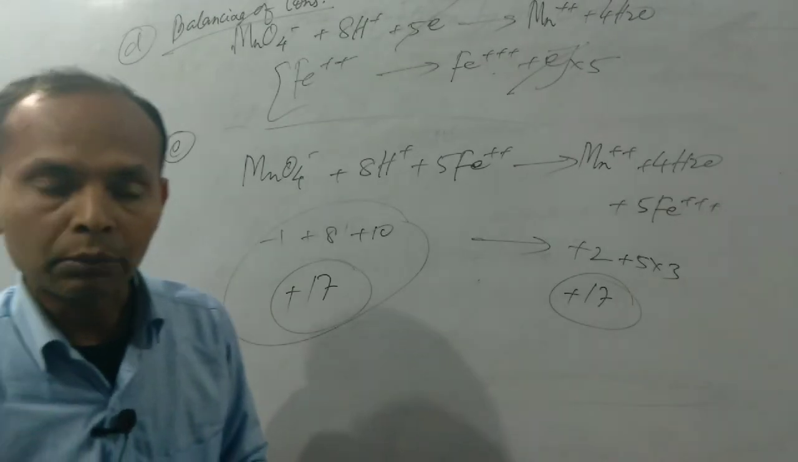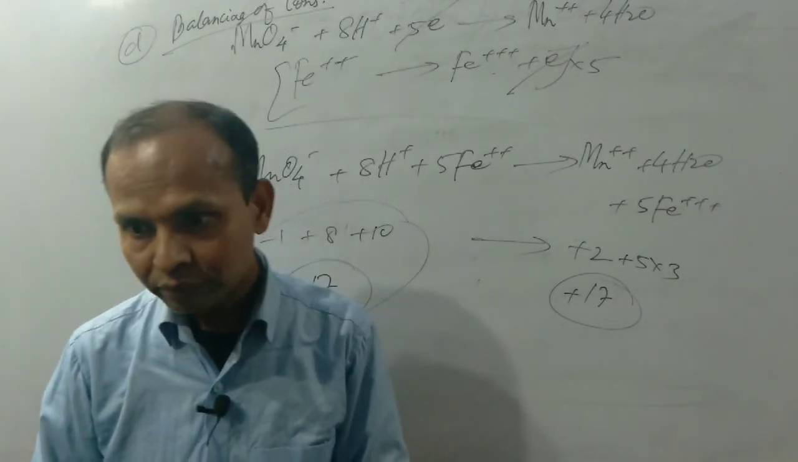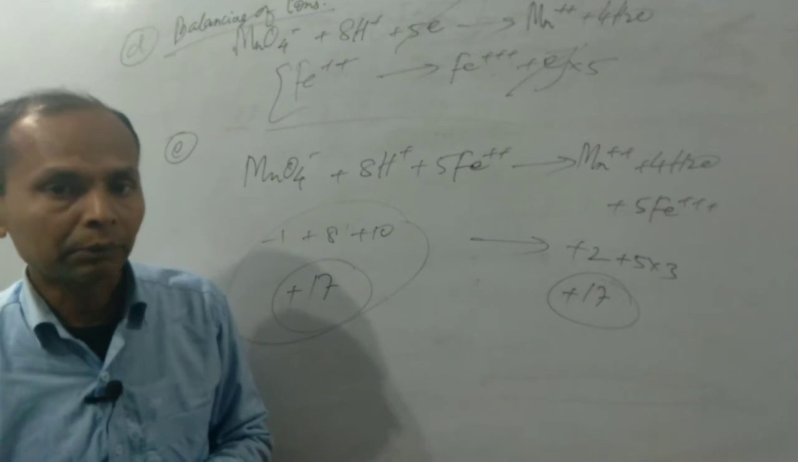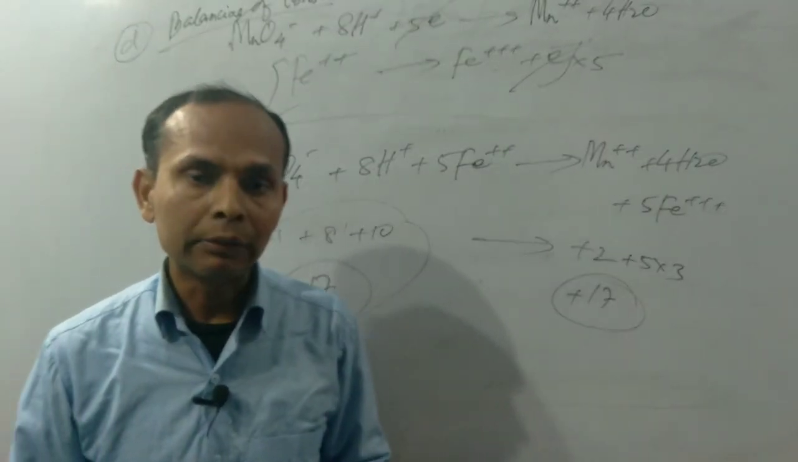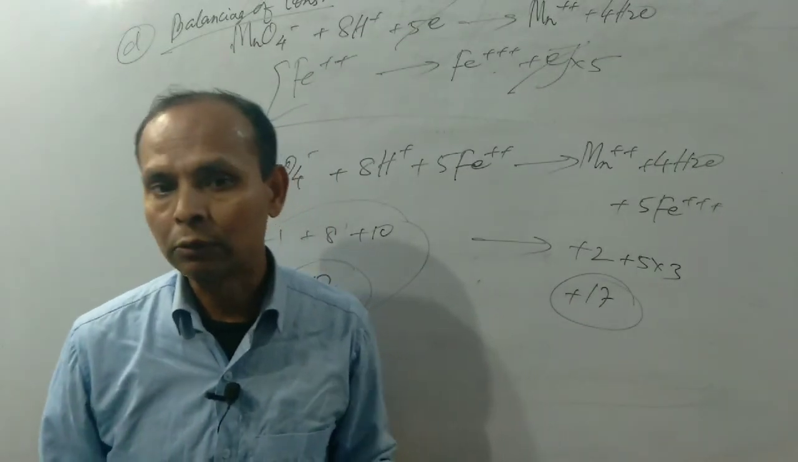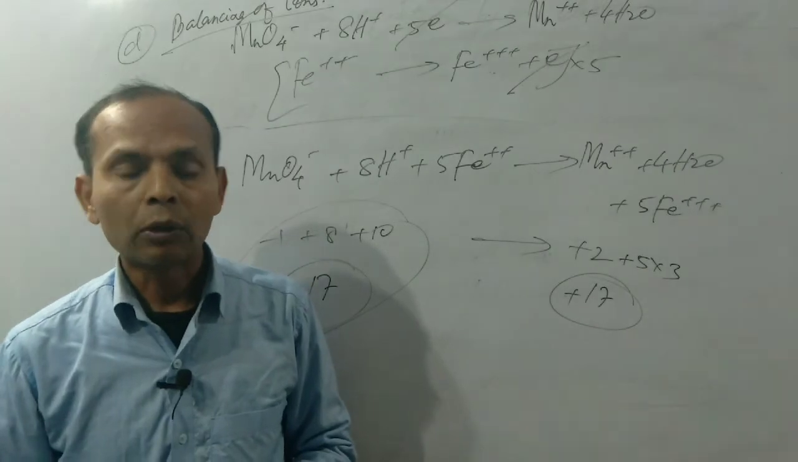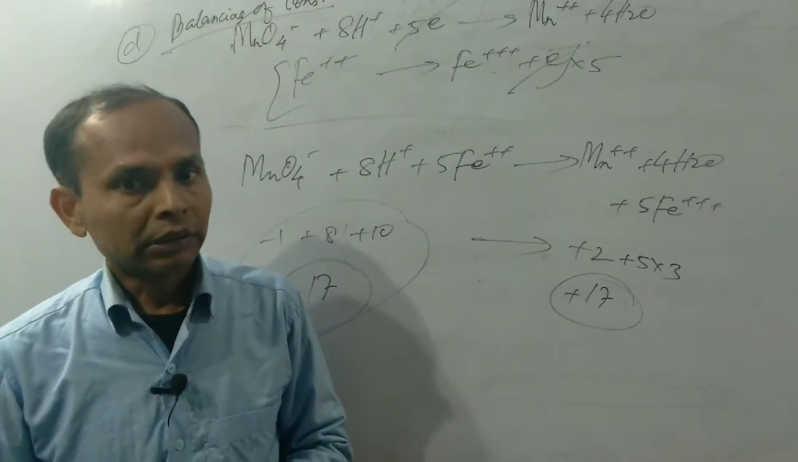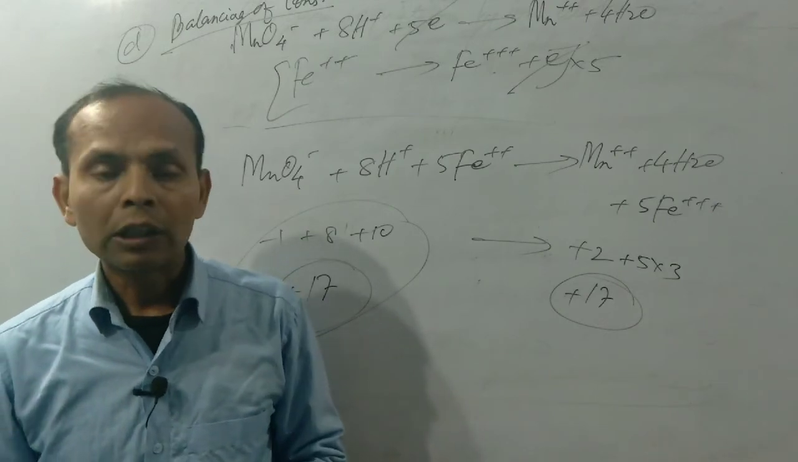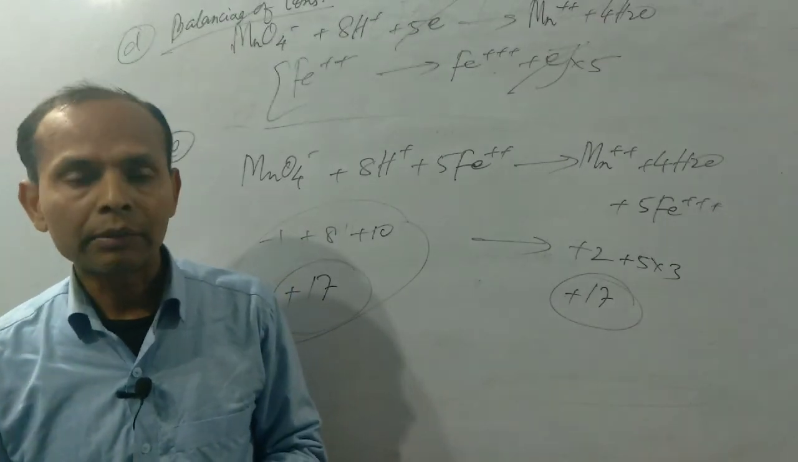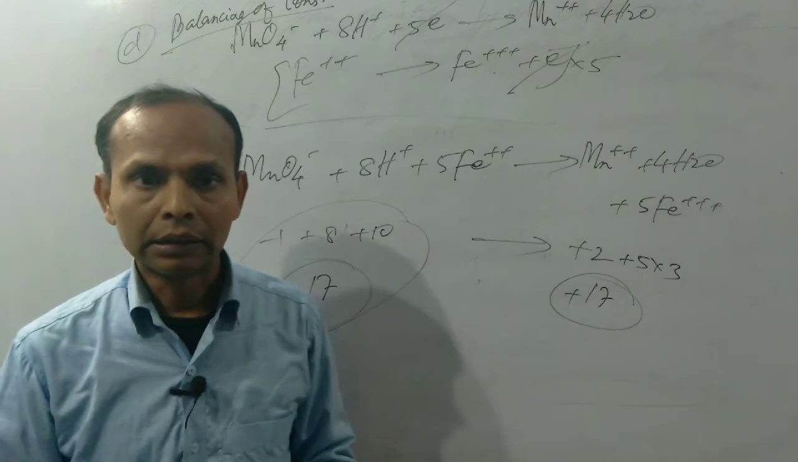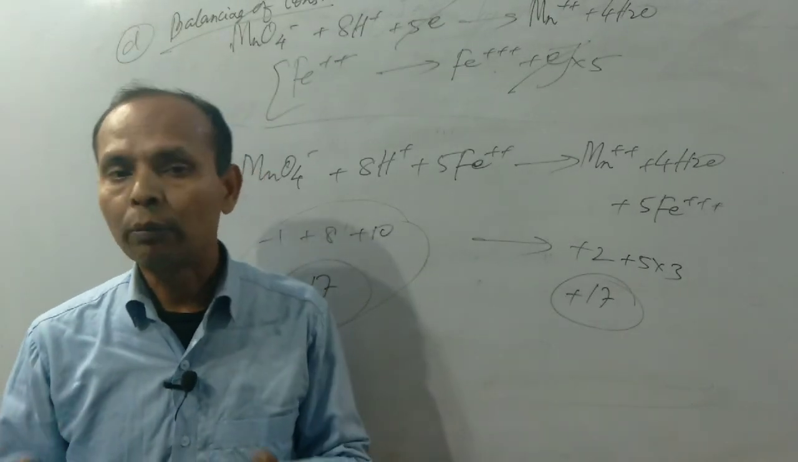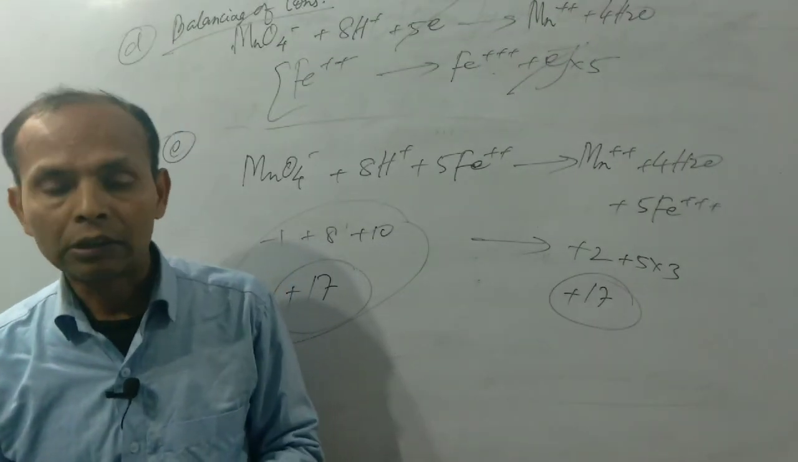We have to proceed by using some technique. In the first step, we have to divide the given redox reaction into two half equations. Then, in order to balance oxygen atoms, water is added. In the next step, in order to balance hydrogen atoms, hydrogen ion is added. In the next step, in order to balance ion, electron is added.